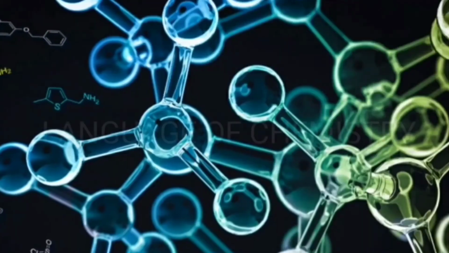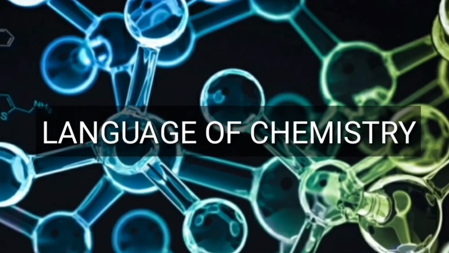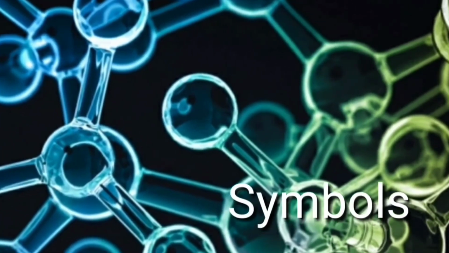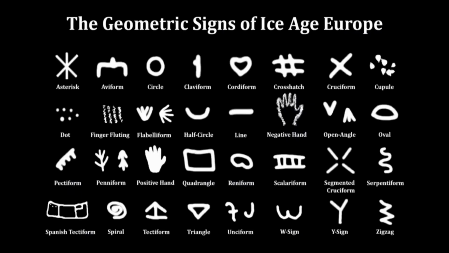Hello friends, today we will be studying the chapter Language of Chemistry. First we have to get the idea of symbols, which is actually the basis of chemistry. Now in this picture you can see different drawings. These drawings are nothing but the symbols used by ancient people to show their way of living in the caves.